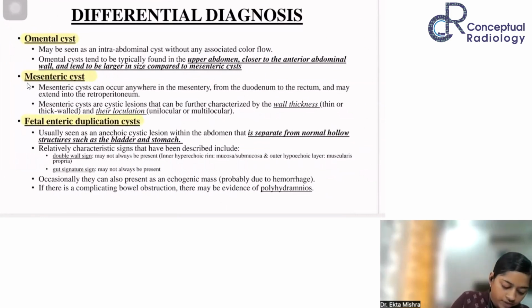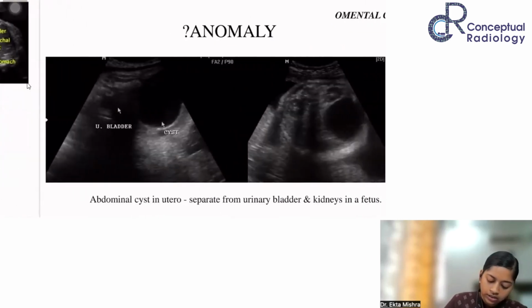So how do we differentiate them? Omental cyst is classically located in the upper and mid abdomen, closer to the anterior abdominal wall, and it's usually larger than its counterpart, the mesenteric cyst. So here you are seeing that the lesion is in apposition with the anterior abdominal wall, and it's larger.